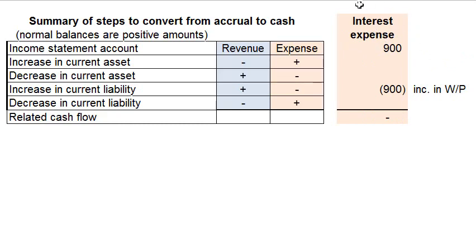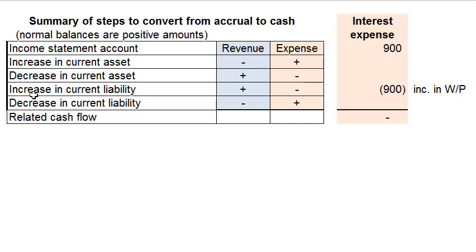We can do a similar thing with interest expense. Interest expense on the income statement was $900. There was no interest receivable, which would be generally the related current asset account, but we did have interest payable. That should be IP instead of WP. We had interest payable of $900. It started the year off at $0, ended the year at $900. So there was a $900 increase in interest payable.